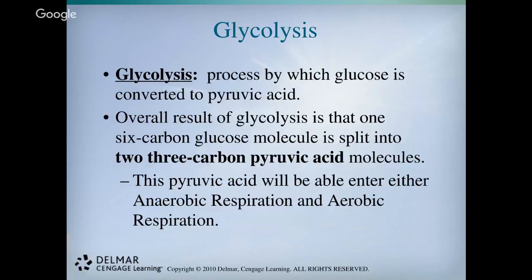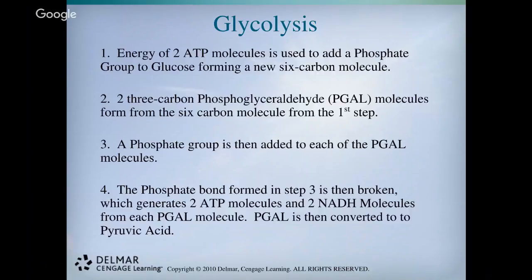We got PGA, or the phosphoglycerate. Okay, and then eventually that turned into glyceraldehyde 3-phosphate. Here again, we're breaking down the glucose molecule and making it into pyruvic acid, which will then be able to enter anaerobic or aerobic respiration. If there's oxygen present, it's going to be aerobic.